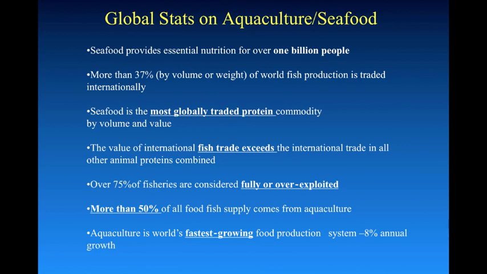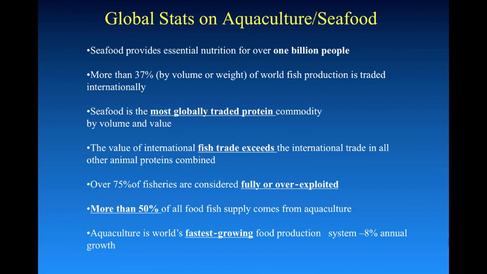Next, the value of the fish trade exceeds the international trade in all other animal proteins combined. 75% of our fisheries are considered to be fully or overly exploited. Wow. That they're overexploited, that means they aren't there, and where's the fish going to come from to feed all these people? Okay, next point.